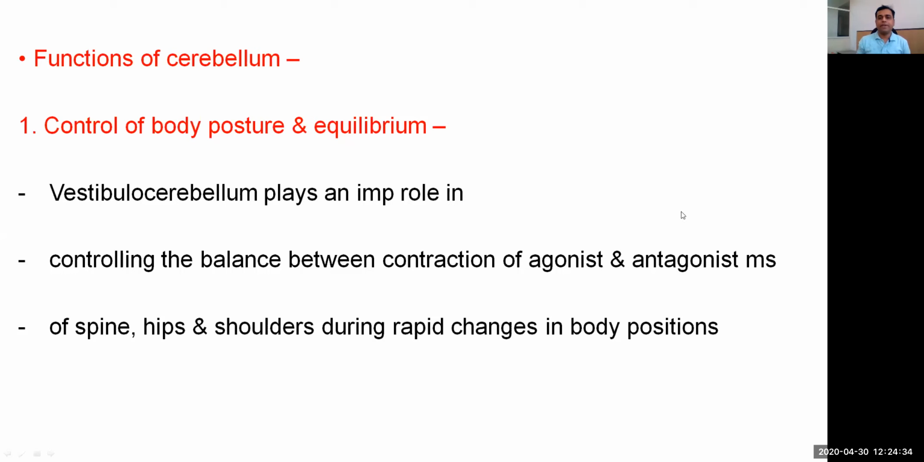After considering various connections of the cerebellum, now it's time to discuss various functions of the cerebellum. The first among which is control of body posture and equilibrium. The vestibulocerebellum plays an important role in this function, controlling the balance between contraction of agonist and antagonist sets of muscles of the spine, hips, and shoulders during rapid changes in the body.